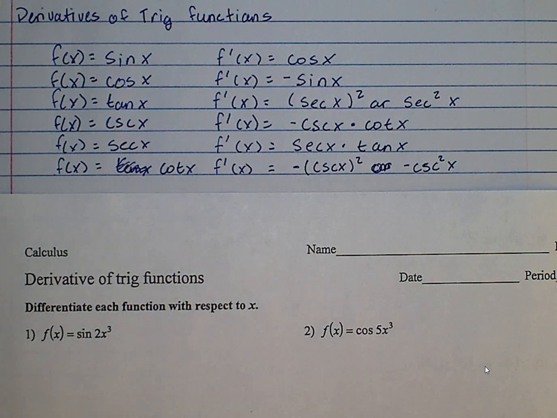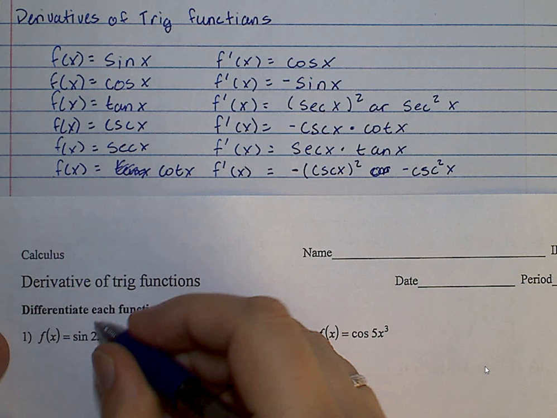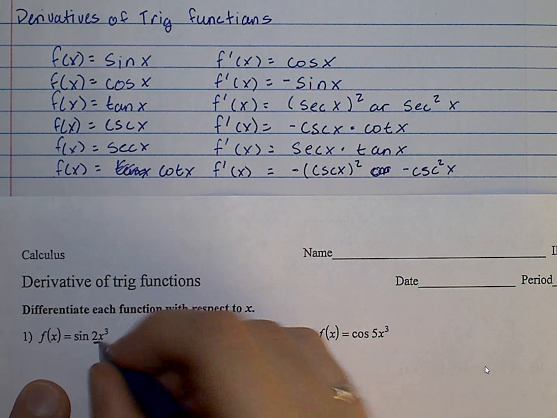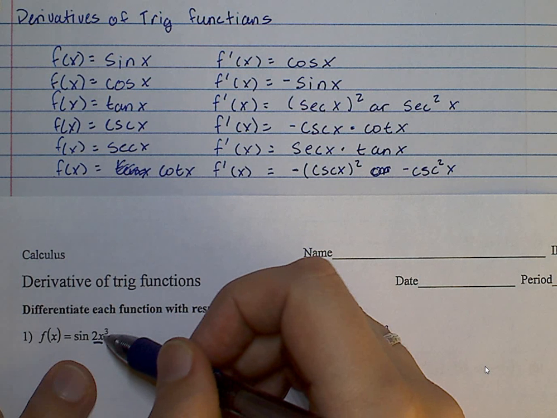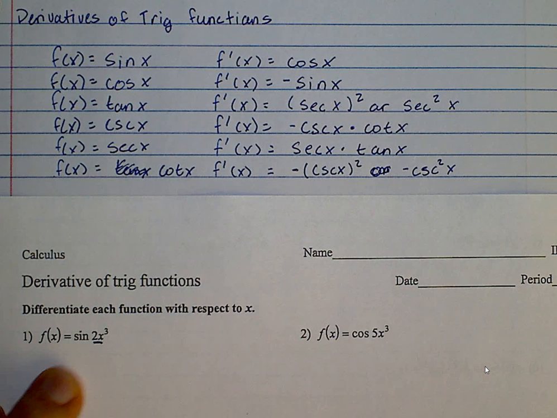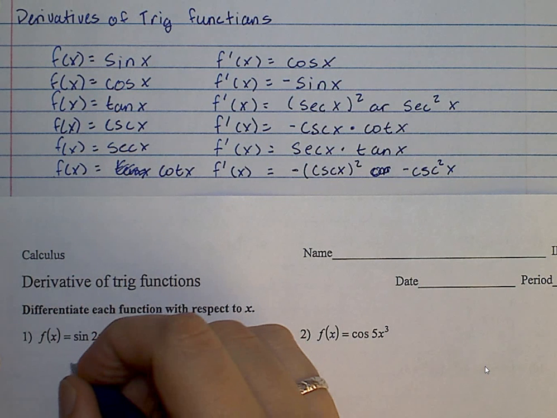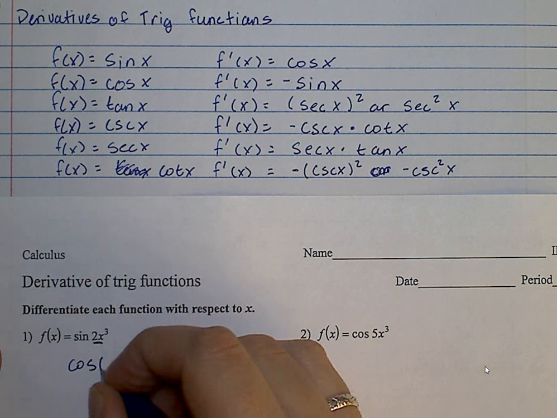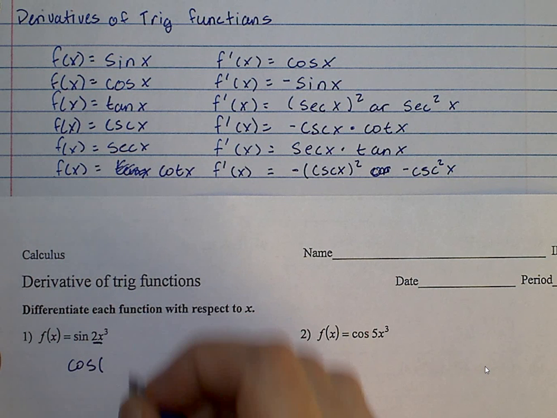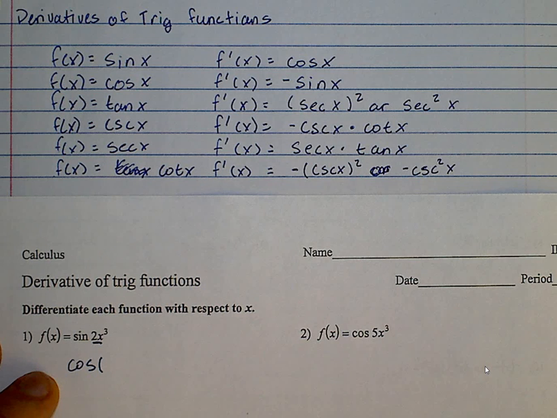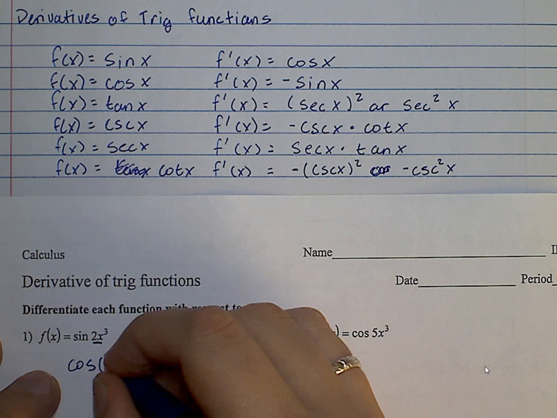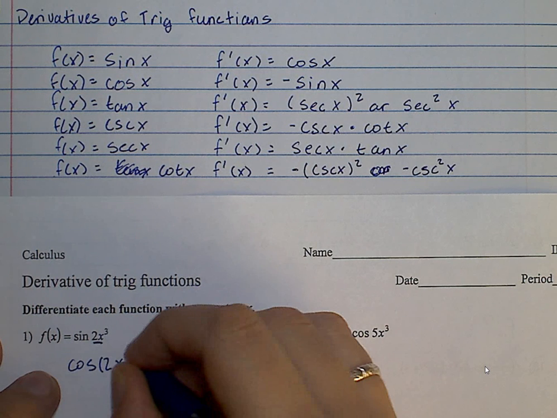So with this first one here, we're going to use the chain rule because we've got something inside here. First we're going to find the derivative of the sine, and we're going to leave what's inside alone. So the derivative of the sine is what? Cosine. So we're going to do cosine, and then we're going to leave what's inside alone. I'm going to put parentheses around it even though there weren't parentheses here, just because it makes things fit easier in my brain space. So this is going to be cosine of (2x cubed).